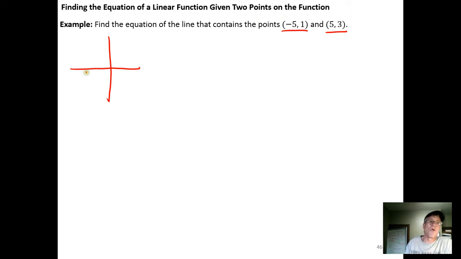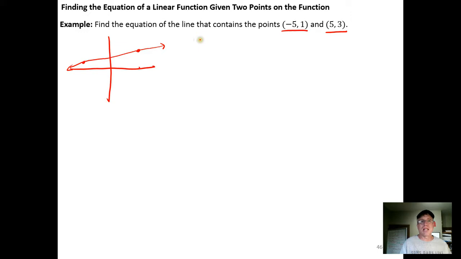(-5, 1) is go over -5, up 1. There's a point over here, and then there's a point over here. Go over 5, up 3. So we're just being given 2 points on the line, and our job is to find the equation of the line that contains those 2 points. You can be given the points without needing to see the picture. You can always get a quick sketch of the picture if you want to.